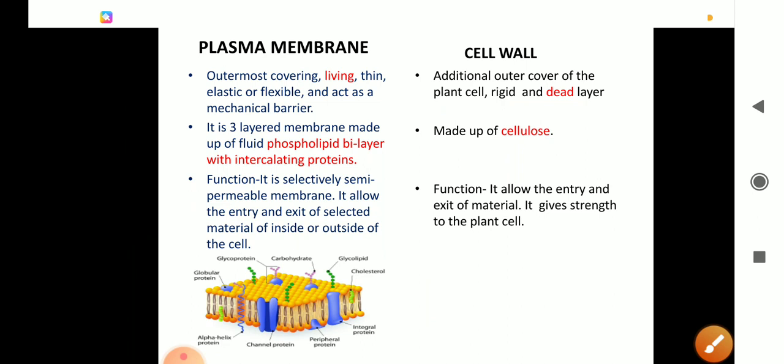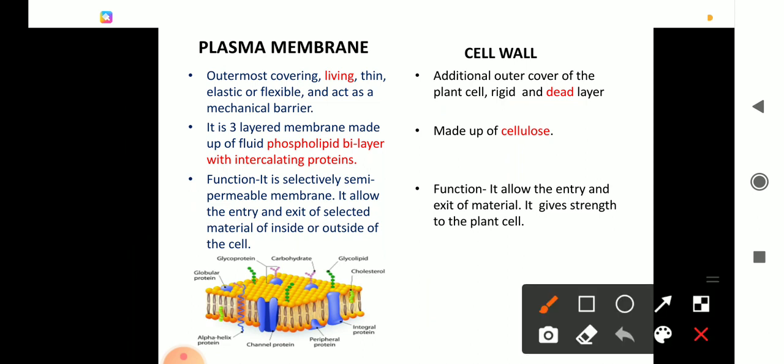Okay, now see one by one. This is a plasma membrane, the outermost covering of all, either it is a plant cell or the animal cell. दोनों की outer covering यही है. Plant cell में मैंने बताया एक और होगी additional layer जिसे हम कहते हैं cell wall.